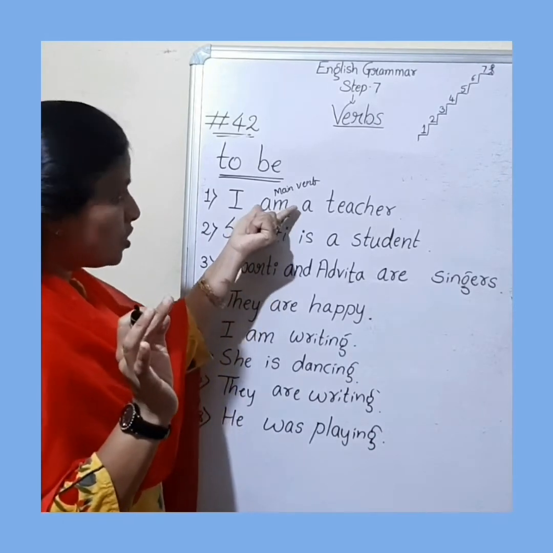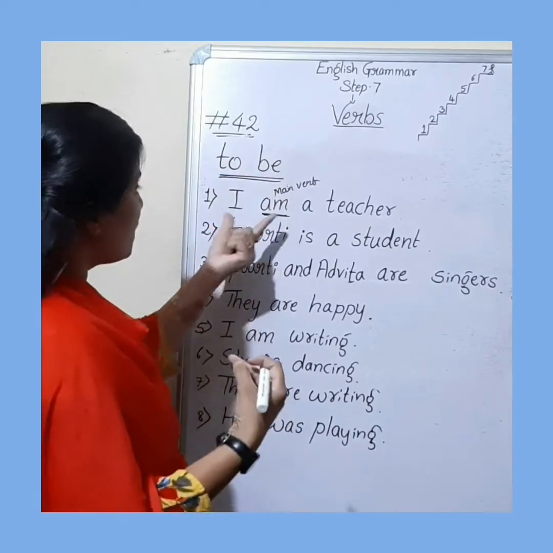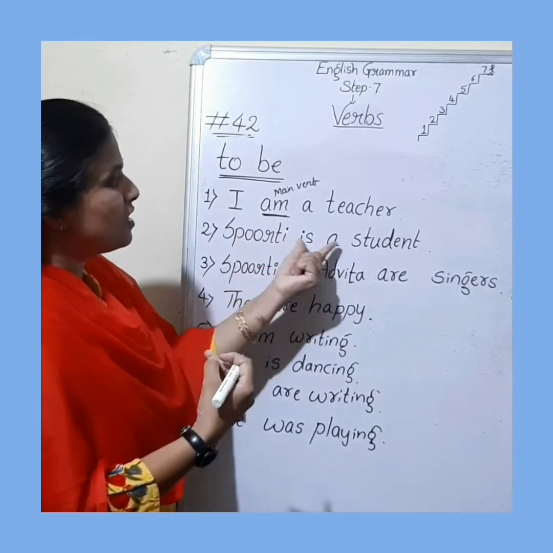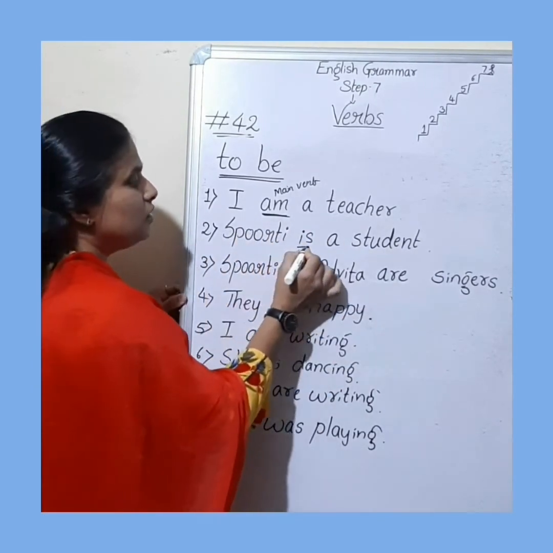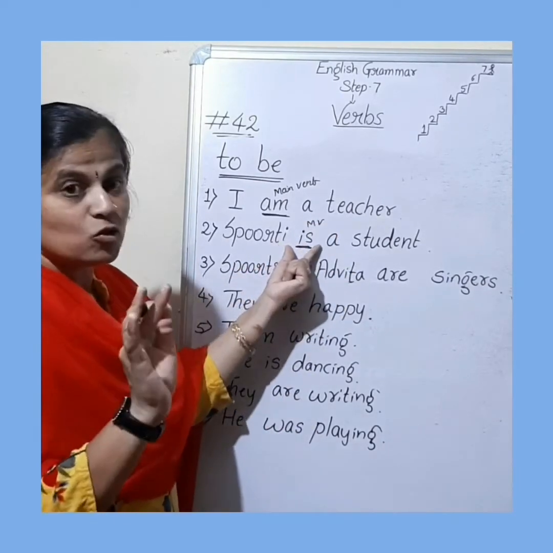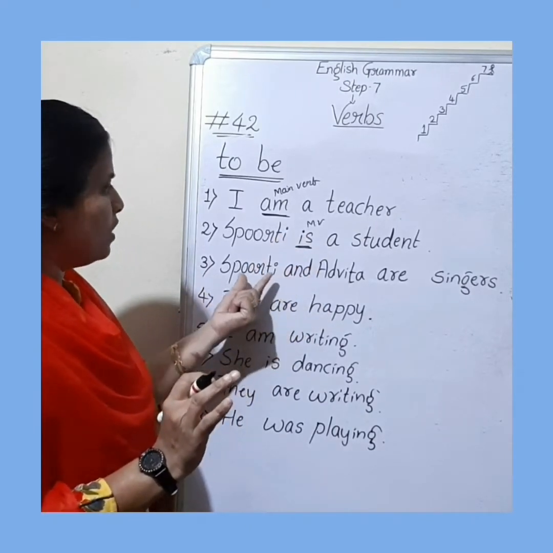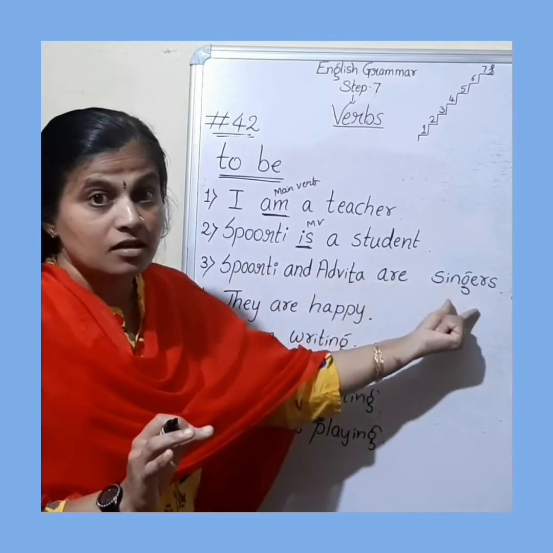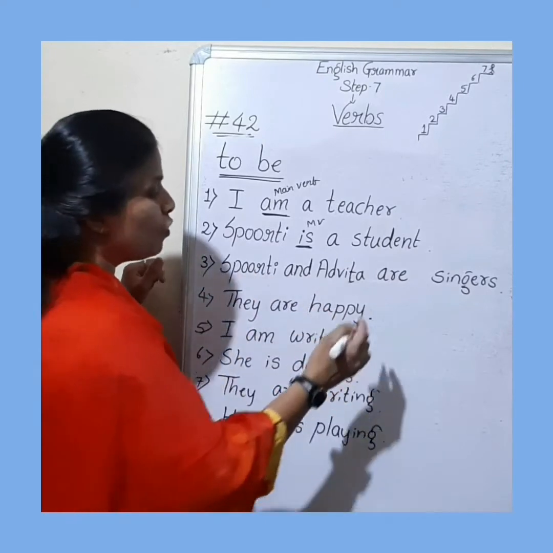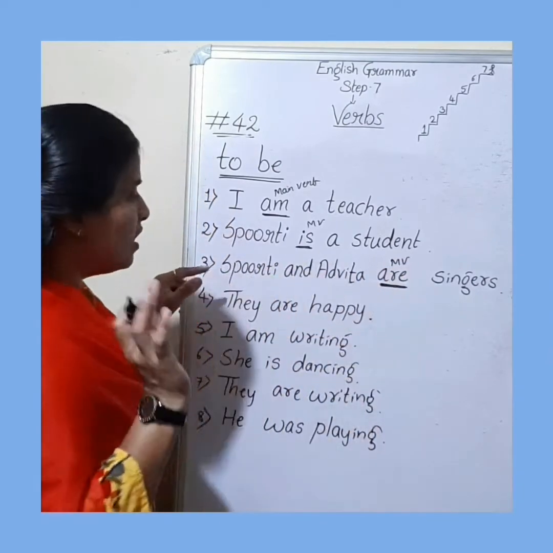Now I'll give you a few examples of main verb, after that we'll go for the to be forms as helping verbs. Next, Spurti is a student. Here is is playing the role of main verb, so this is not a helping verb. Next, Spurti and Advita are singers. Here there is no action verb. So who is playing the role of verb here? This are. So this is main verb over here.